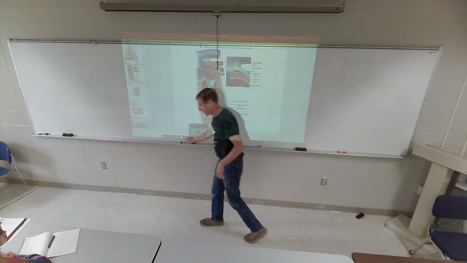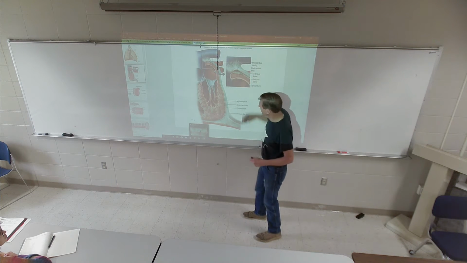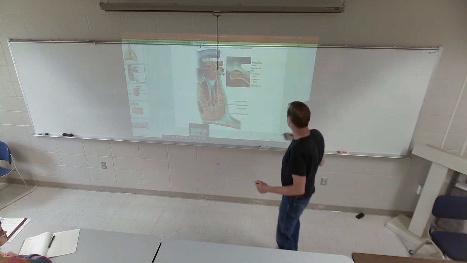Then we get to the wall of the heart itself. And this isn't anything different from that. The outer layer of the heart is the visceral pericardium. But here you'll see it has two names.